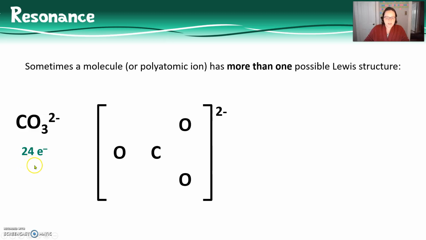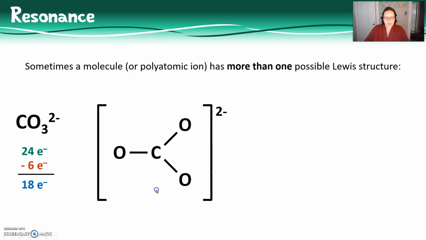Then we place bonding pairs in the structure wherever a bond is implied, so between each carbon and oxygen pair. This accounts for 6 total valence electrons, which we subtract from our total of 24, leaving 18 valence electrons that need to be placed onto the structure as lone pairs. We start by adding to the terminal atoms.